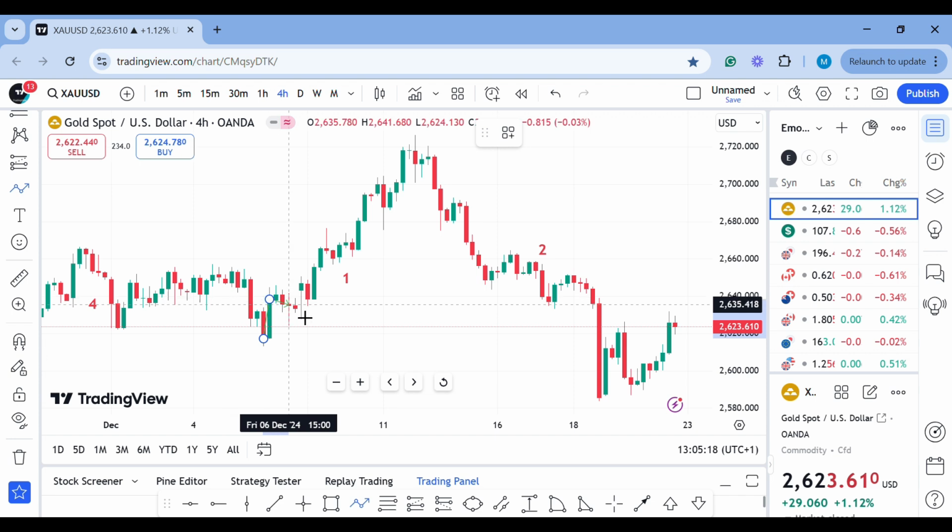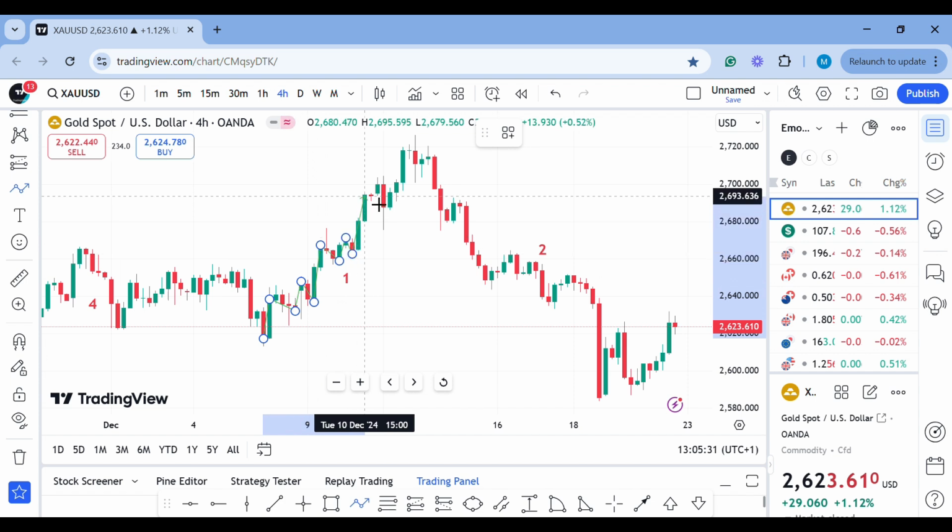You see how it keeps breaking its highs and creating higher highs.